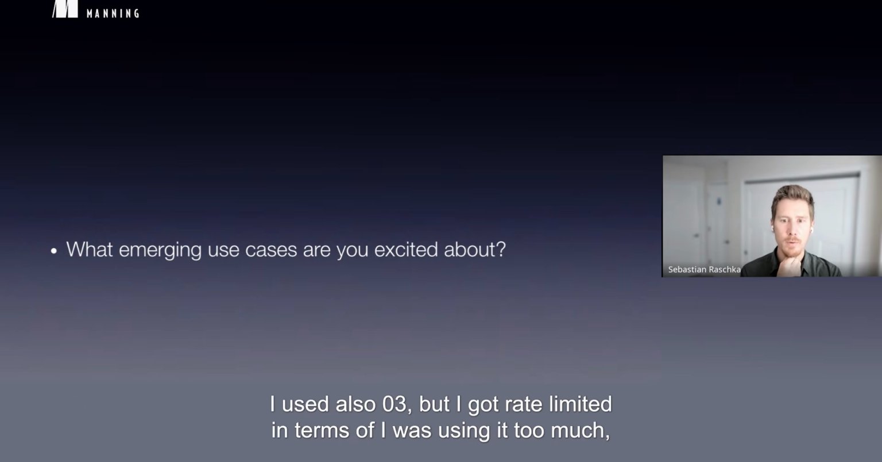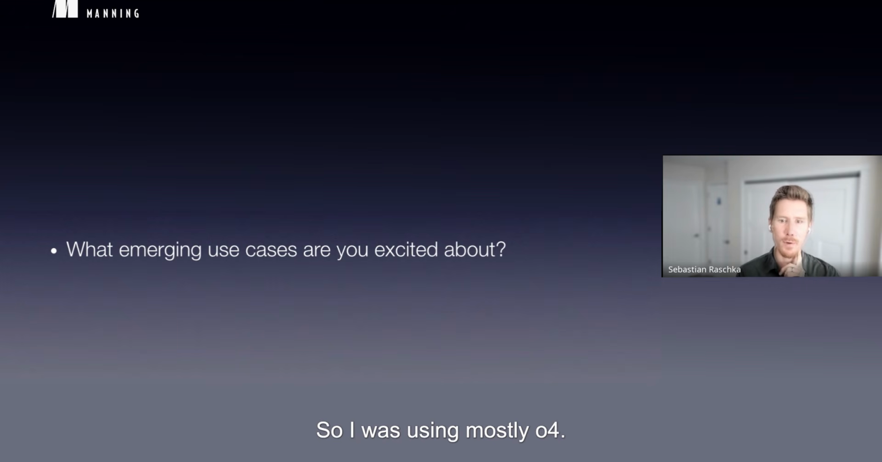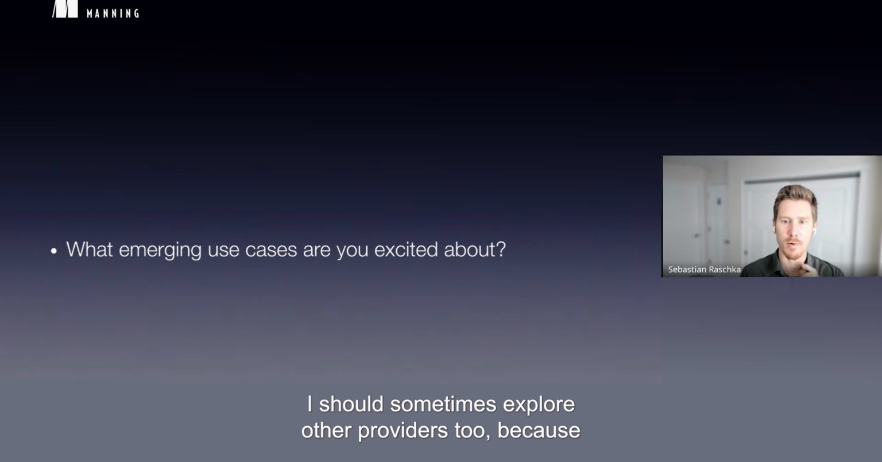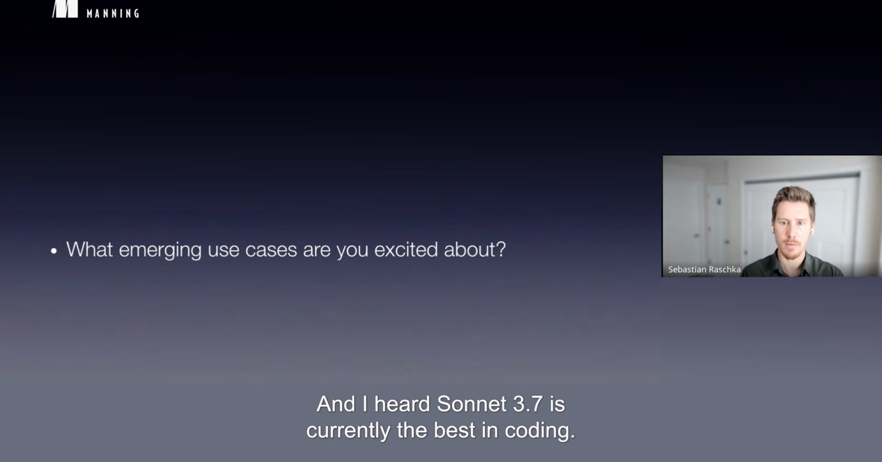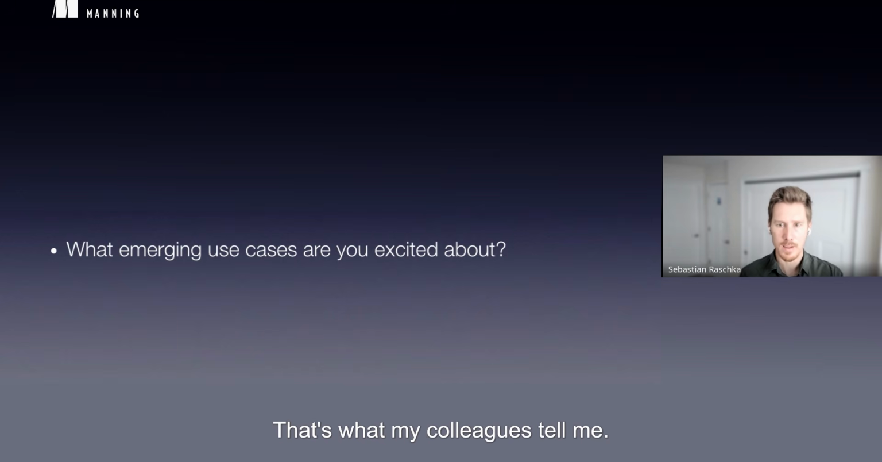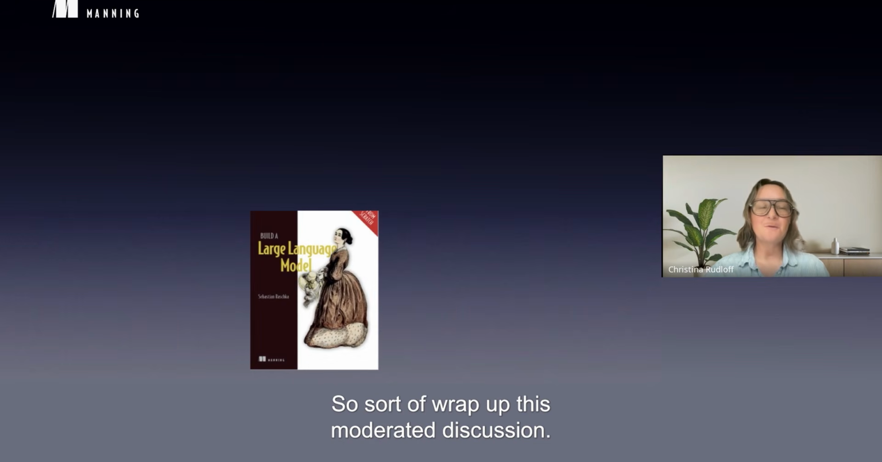I used also o3, but I got rate limited because I was using it too much. So I have to wait a few days or weeks or something like that. So I was using mostly o4. I should sometimes explore other providers too, because I think they're all good. And I heard Sonnet 3.7 is currently the best in coding. That's what my colleagues tell me. There are some subscriptions that will allow you to toggle between LLMs as well, I think. Yeah.